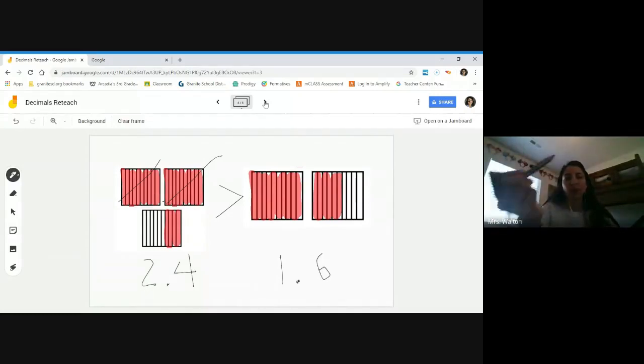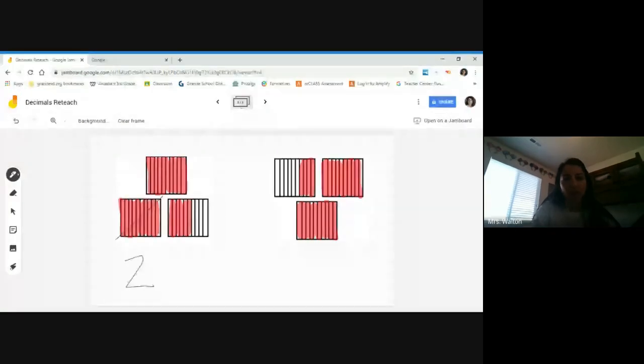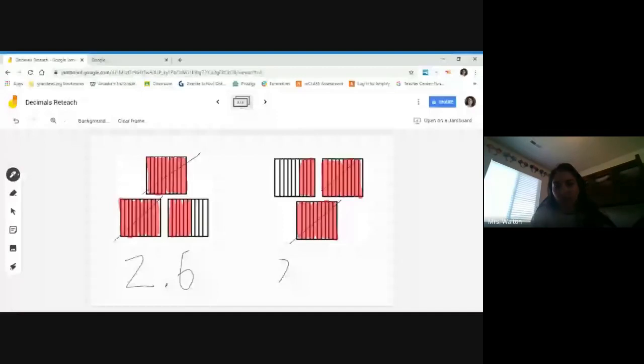So let's take a look at this one. We've got 1, 2 wholes. 2 whole boxes are shaded. And then we've got 1, 2, 3, 4, 5, 6/10. 2 and 6/10 in comparison to 1, 2 wholes shaded. And 1, 2, 3, 4/10. So 2 and 4/10 on that one.